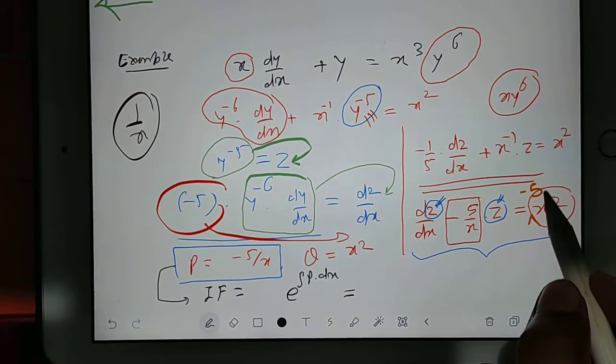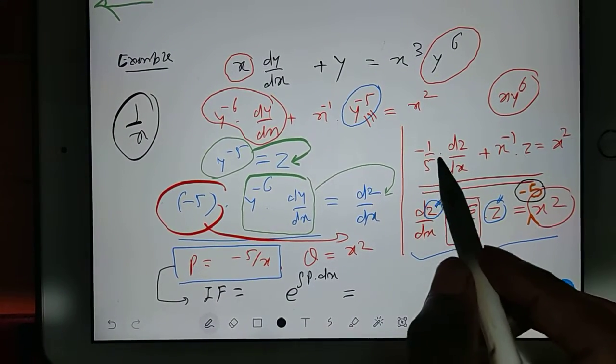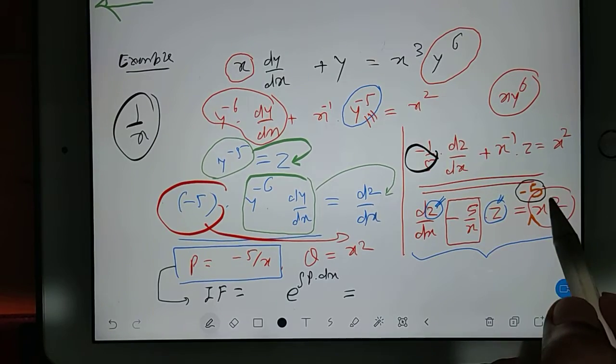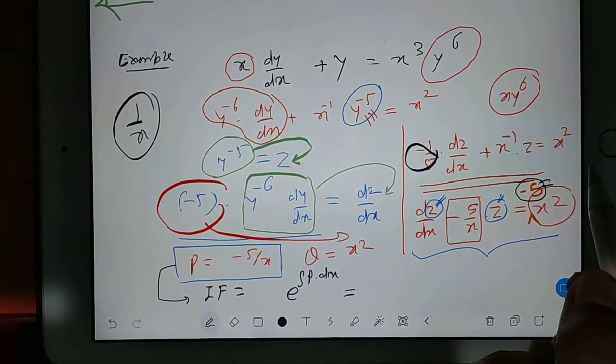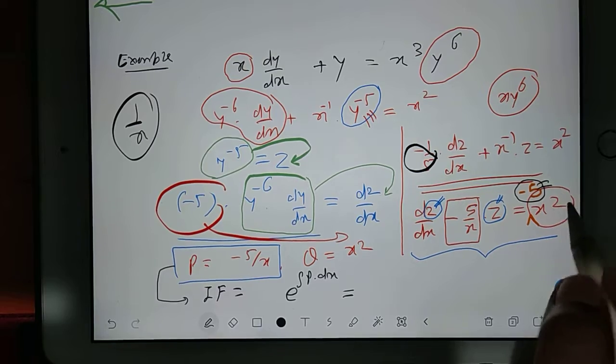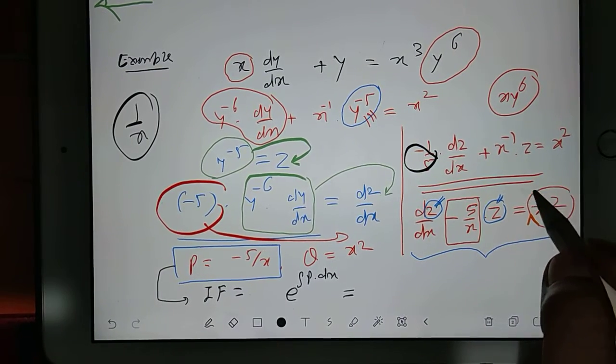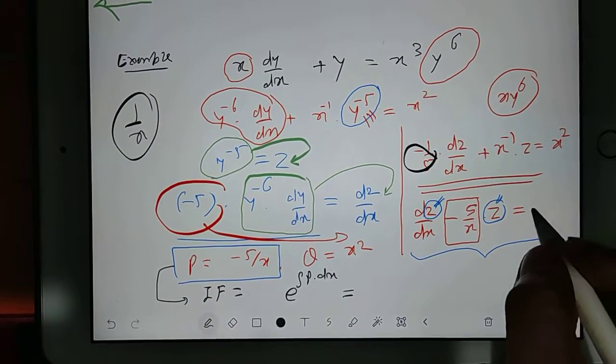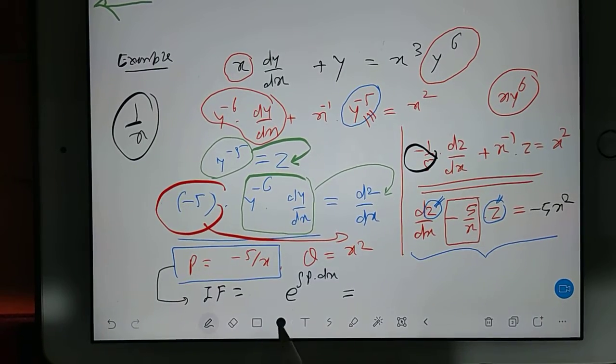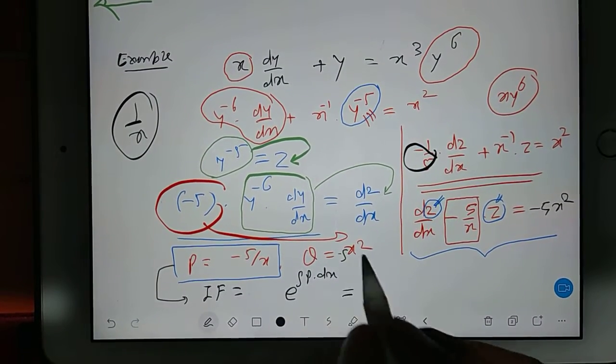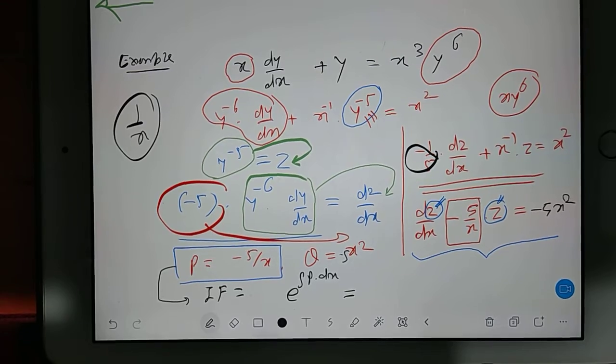Oh yes, minus 5 will also come here. Yes, thank you Vedant, because this minus 5 I am multiplying, so that will come here also. So okay, guys, don't miss this minus 5 here. I will write down properly. There is a minus 5 term I am missing, minus 5 x square. So here also minus 5 will come. In Q value also minus 5 will come.